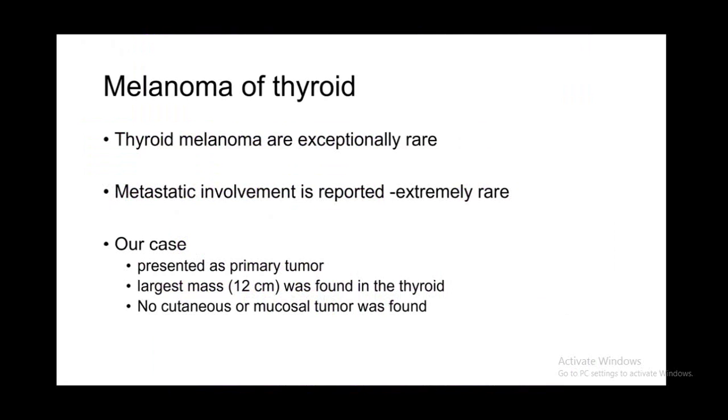So melanomas of thyroid are exceptionally rare tumors. Primary melanomas of thyroid are unreported. Mostly the involvement is as a part of metastatic disease, and that itself is extremely rare. In our case, this tumor presented as a primary thyroid malignancy. The large mass was found epicentered in the thyroid, 12 centimeters in size. No cutaneous or mucosal tumor was ever found in this patient.